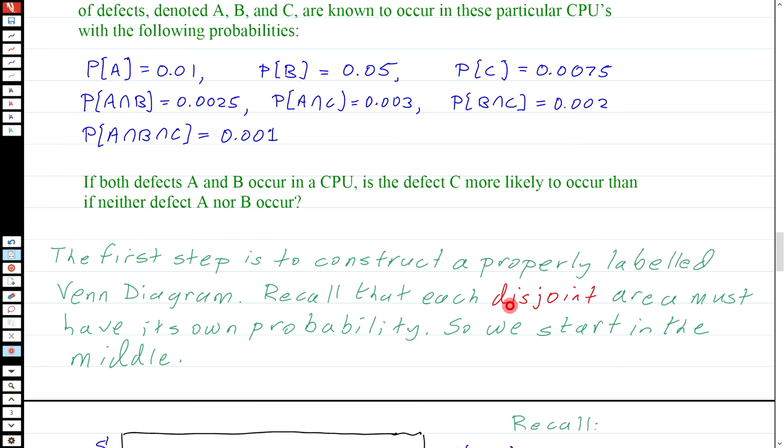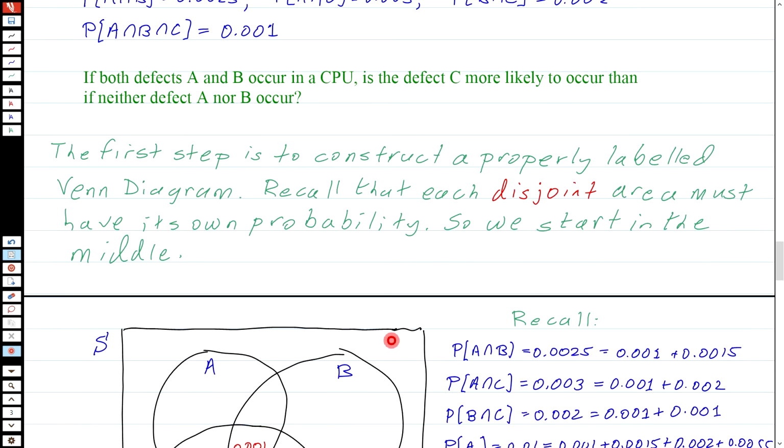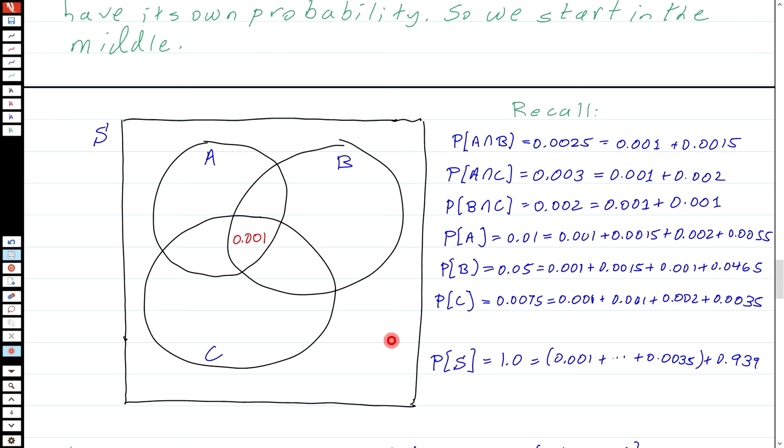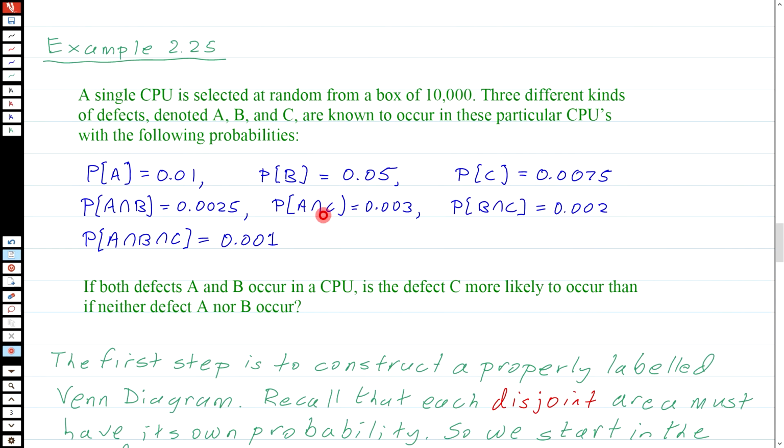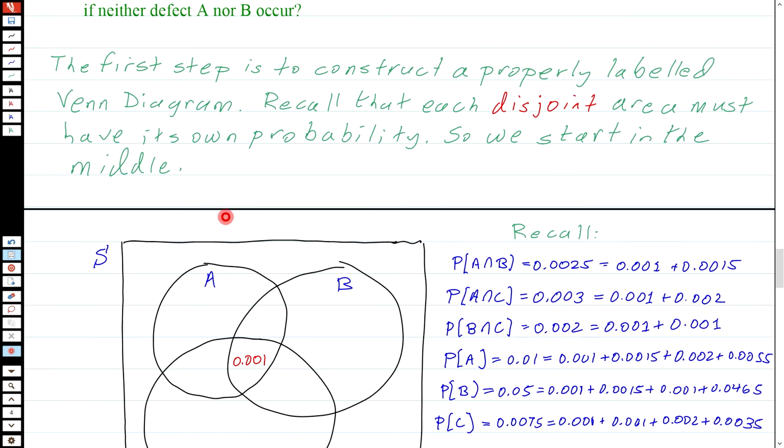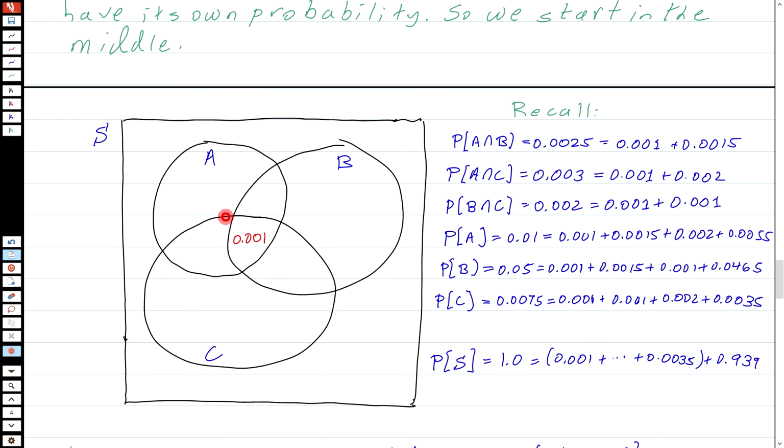We need to identify the probability in each disjoint area in the Venn diagram, so we start in the middle. So we've got 3 events, A, B, and C. And we know that the probability of A intersection B intersection C is 0.001. Then we use the other pieces of information given to us. Probability of A intersection B was 0.0025, and we work our way back out in this picture.